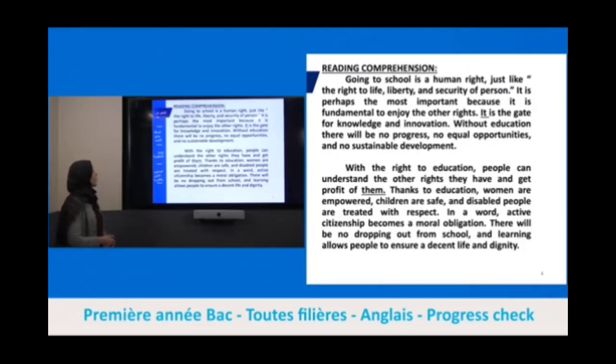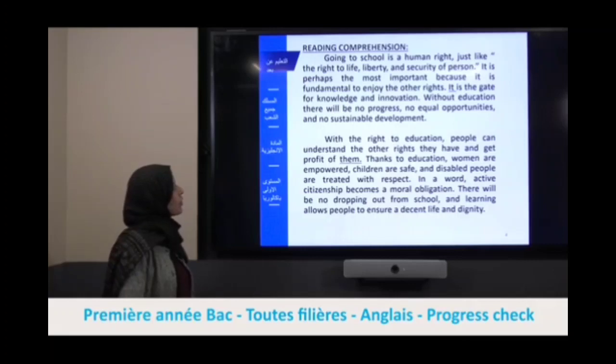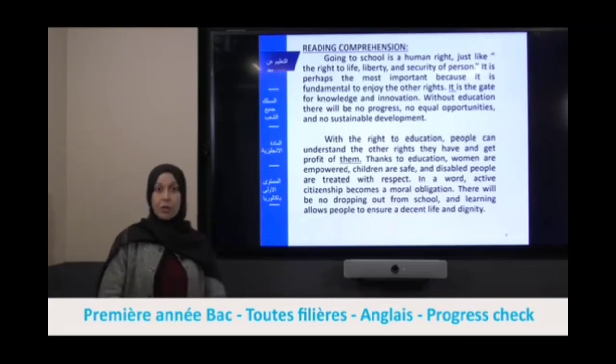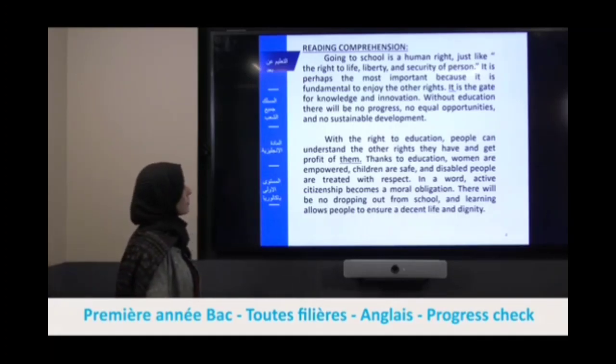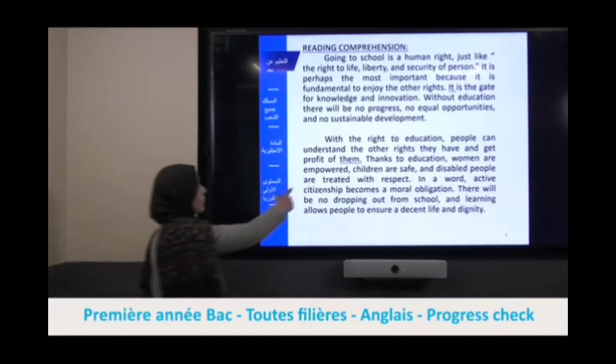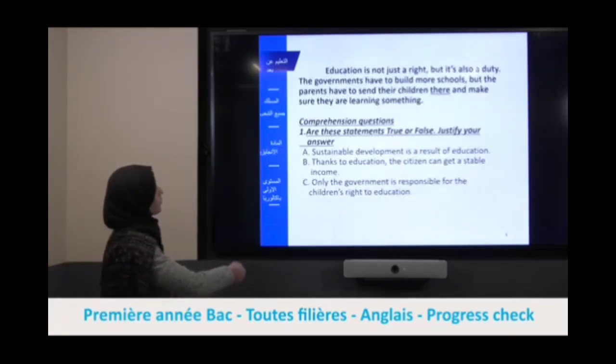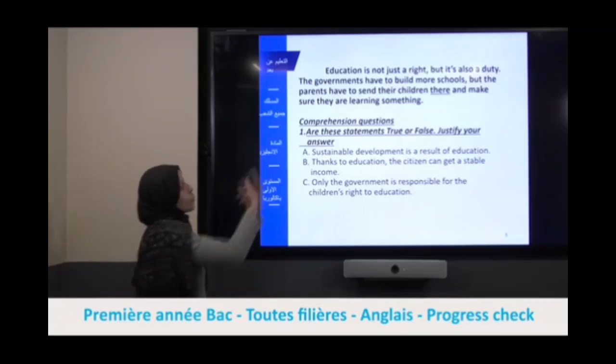So let's correct together. So for it, it refers to education, of course. Them refers to the other rights. And the last one, there, refers to schools.